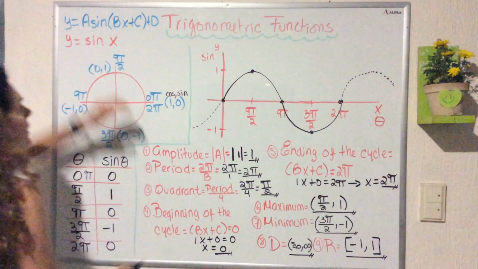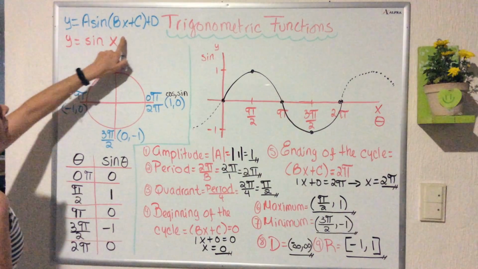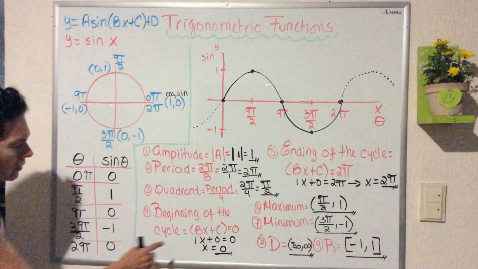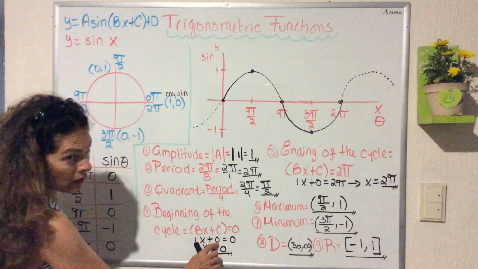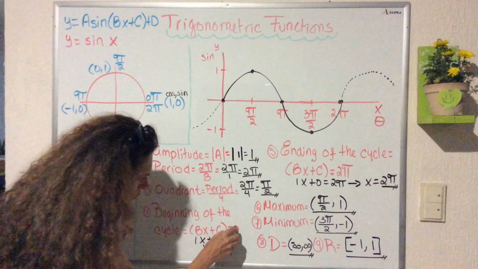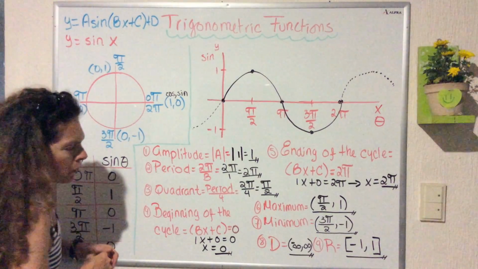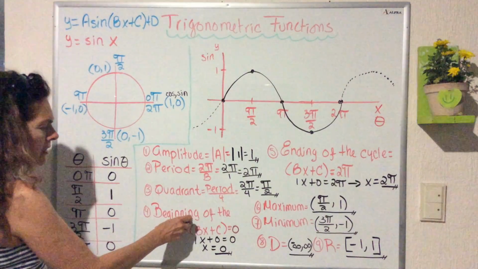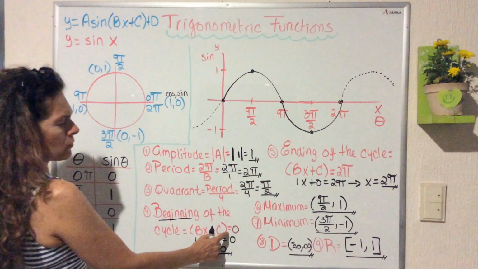In this case, we have y equals sine of x. So as we don't have any c and our b is 1, look, we are going to have 1x plus 0, because we don't have any c, equals 0. This 0 is always going to be 0, okay? Because this is part of the formula. And why 0? Because we are talking about the beginning of the cycle. That's why we equalize this one to 0.